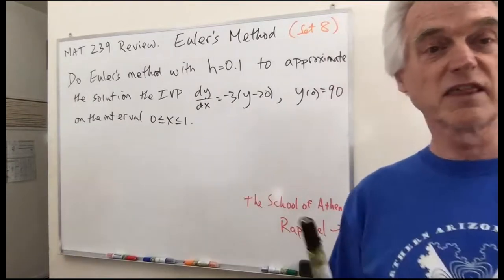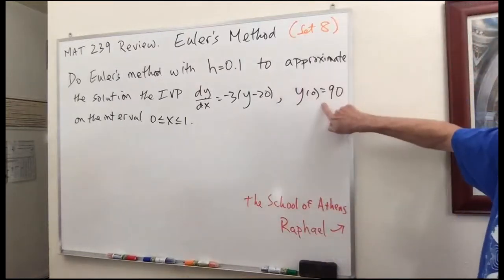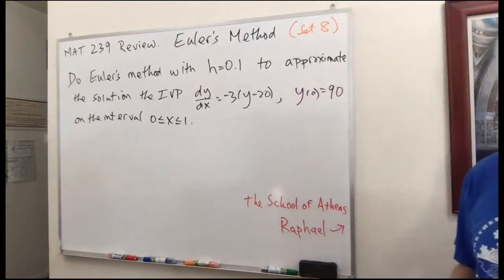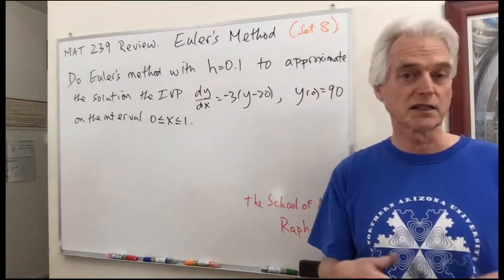Okay, so one of the things we notice is that we need an initial condition for Euler's method. You're not going to find the general solution with the arbitrary constant in it.